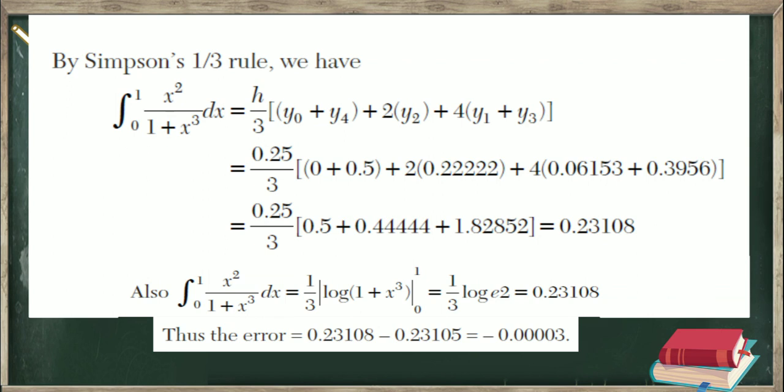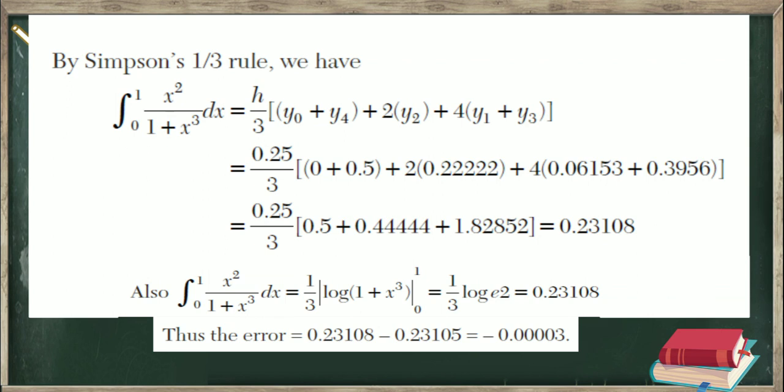Next, we have to find out its actual value. So we directly take the integration. Integration 0 to 1 x square upon 1 plus x cube dx is equal to 1 upon 3 log of (1 plus x cube) from 0 to 1, upper limit minus lower limit. So we get 1 upon 3 log of e. After solving this integration, we get the answer 0.23105.